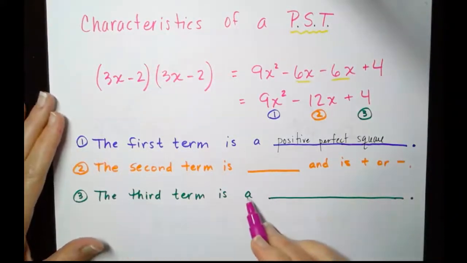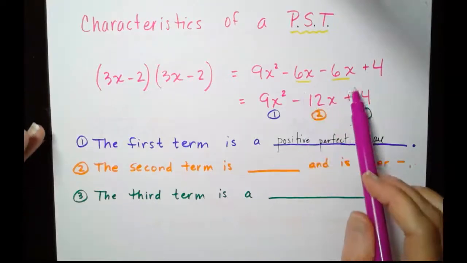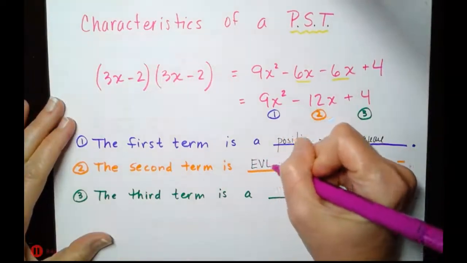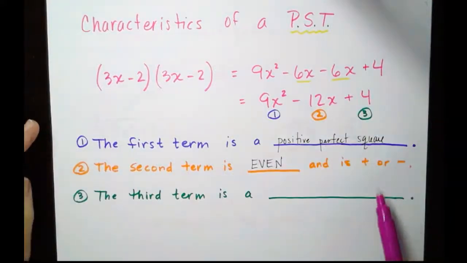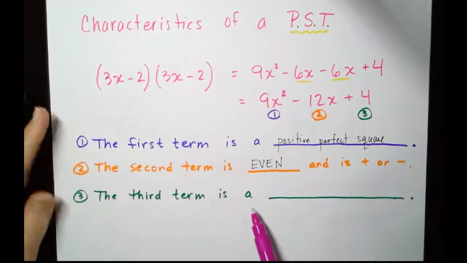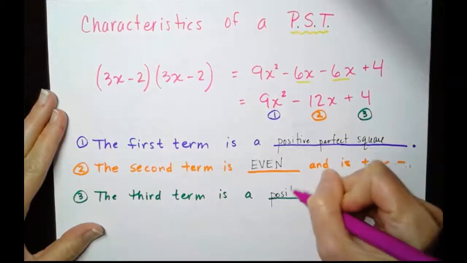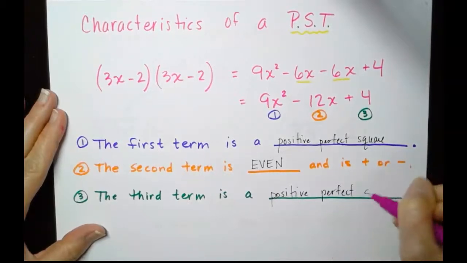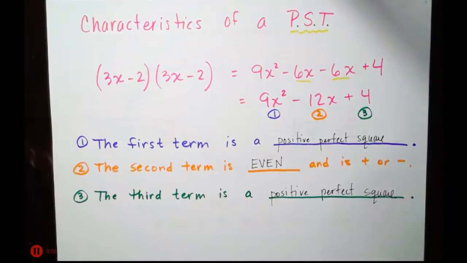The second term is what? Well, let's think about it. If it's always going to get doubled, it always has to be even. It has to be an even number, and it can be positive or negative. But the third term is just like the first term. It must be a positive perfect square. So those are some characteristics of a perfect square trinomial.